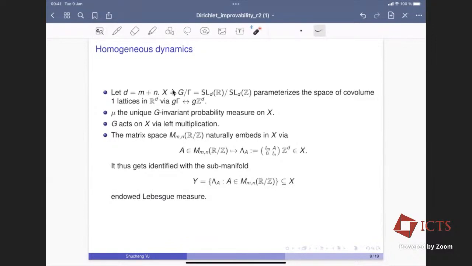And here's a parameterization. Whenever you have an element gΓ in this quotient space, I can identify it with the unimodular lattice g acting on Z^D. On this homogeneous space, you have a unique G-invariant probability measure, which essentially comes from the Haar measure of this Lie group SL_D(R). And because X is this quotient space, the group G acts naturally on X via the left regular action.